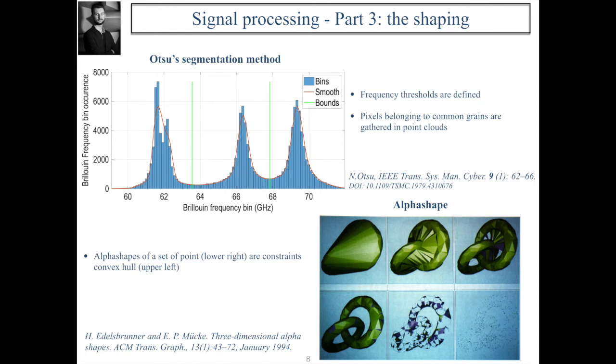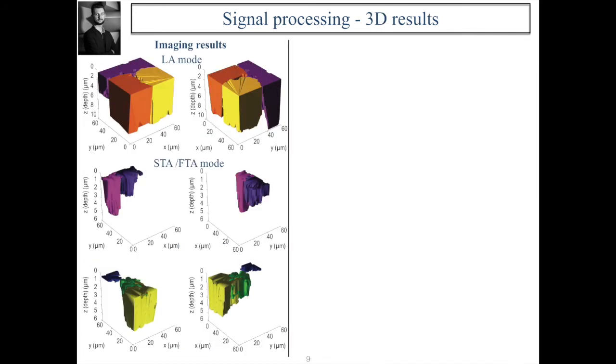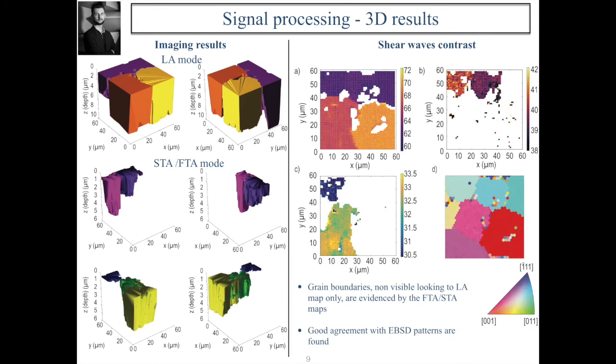In our case, if we use a tuned constraint parameter, we can obtain a 3D representation of the grains detected for each of the three possible acoustic modes. As I said, the processing is a mode-by-mode procedure. Thus, this explains why we have three types of results. What is really interesting here is the information given by the detection of the shear acoustic mode.